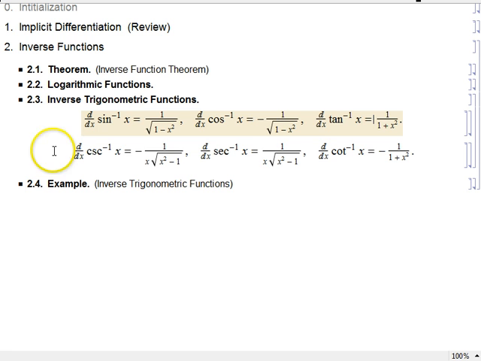How about arccosecant? Kind of like that. Arcsecant, similar. And then an interesting parallel here. The difference between arcsine and arccosine was just the sign, and the same thing goes here. Arccosecant and arcsecant differ only by sign, plus or minus. Same thing goes here too.